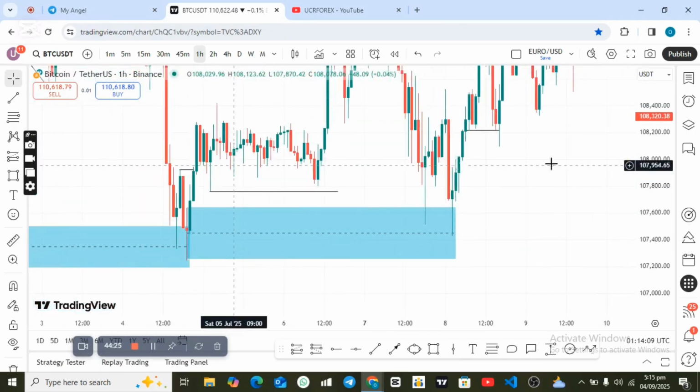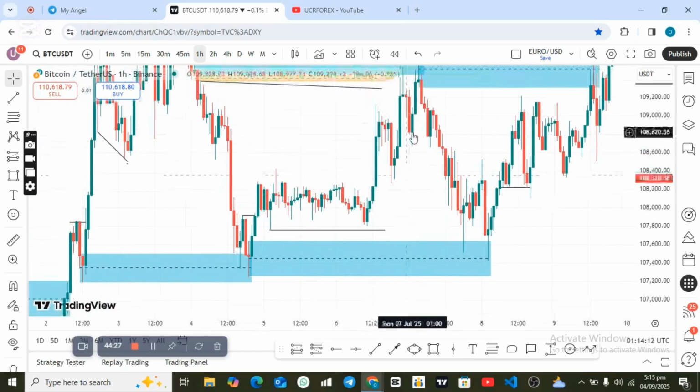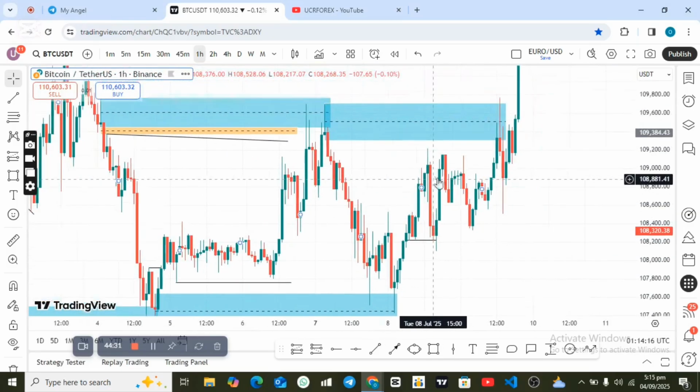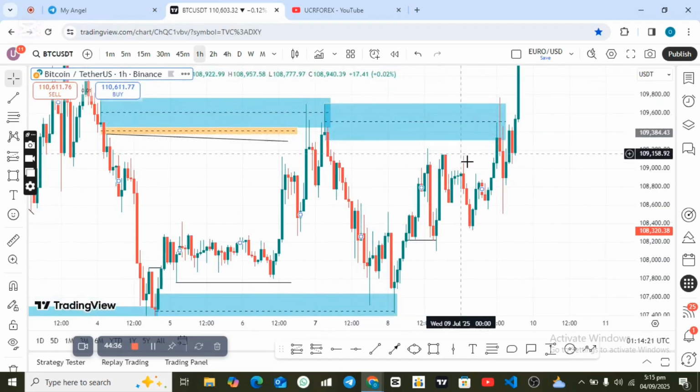And finally, price respected this one, went up, but violated this one. Okay, though I will explain why it violated this one on our next lesson.